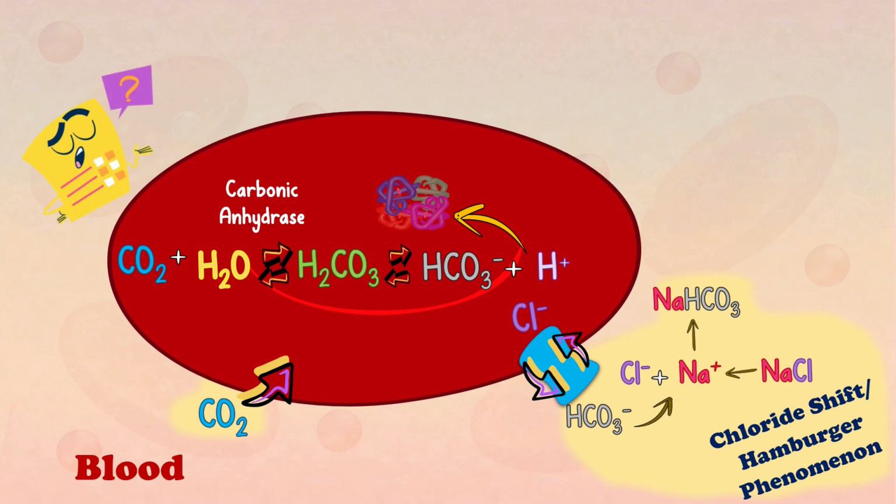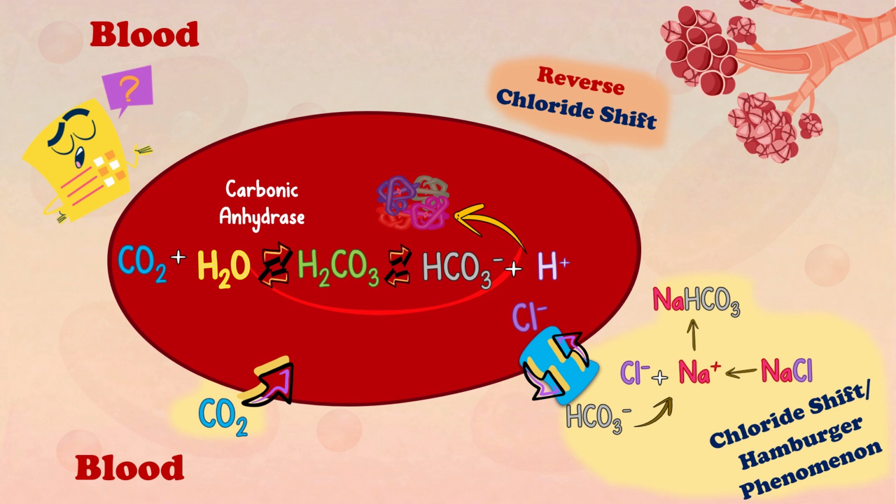Now, can you imagine what happens if the reverse occurs? Yes, it really happens in our lungs, known as reverse chloride shift, where the chloride ions are moved back into plasma from the red blood cell. Let me explain it to you.